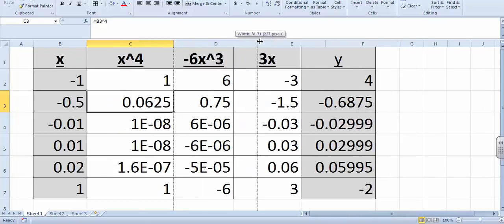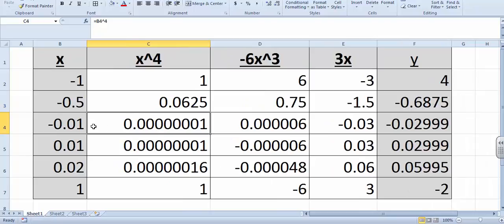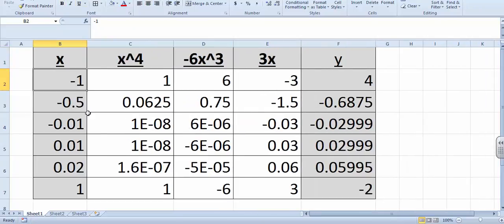If we stretch these out, what you'll see is that these strange looking numbers here, again getting closer to 0, x to the fourth is now really insignificant. This x cubed term is actually quite insignificant as well because my value of y is almost exactly just what the 3x term is. So close to 0, taking larger exponents on values close to 0 gets us values that are even closer to 0, and of course the smaller exponents are the more important ones. Now, as we go out, this will change for us.